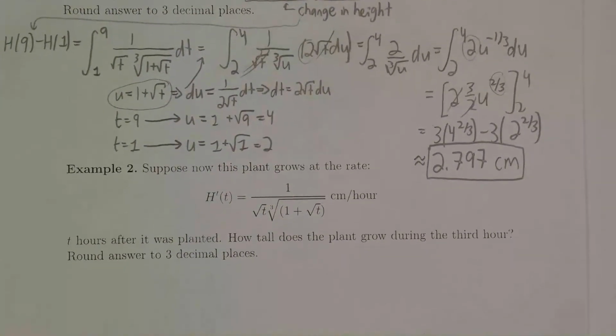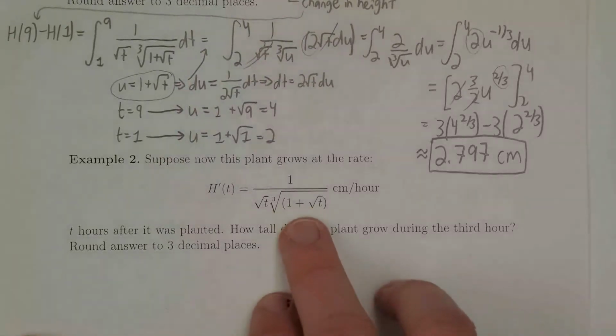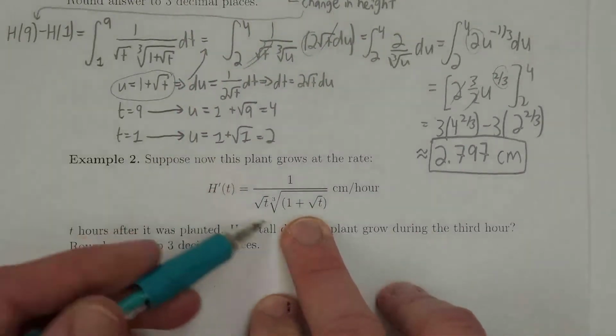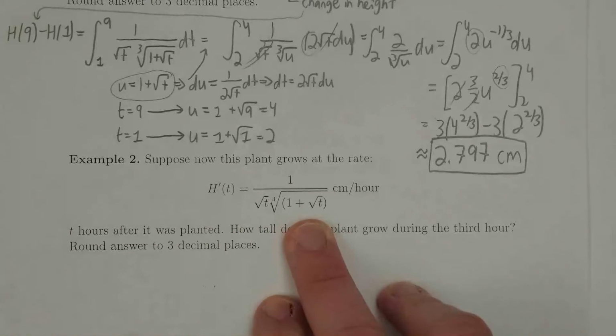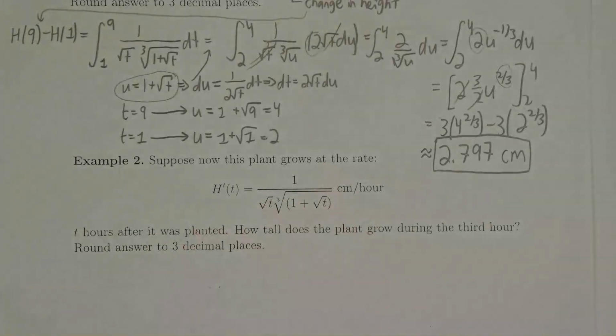So example 2, we still have this plant that grows at the same rate, but now we're just saying it's T hours after it was planted. So we're not necessarily saying 6 a.m., we're just saying T hours after it was planted. How tall does the plant grow during the 3rd hour? And we need to round our answer to 3 decimal places.